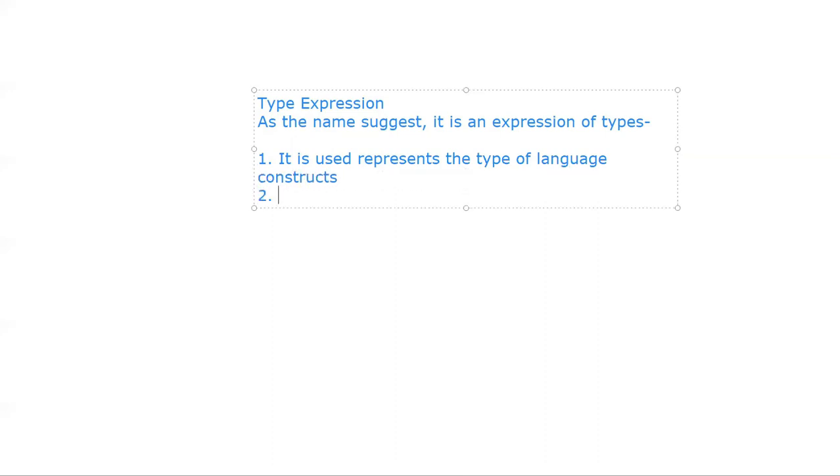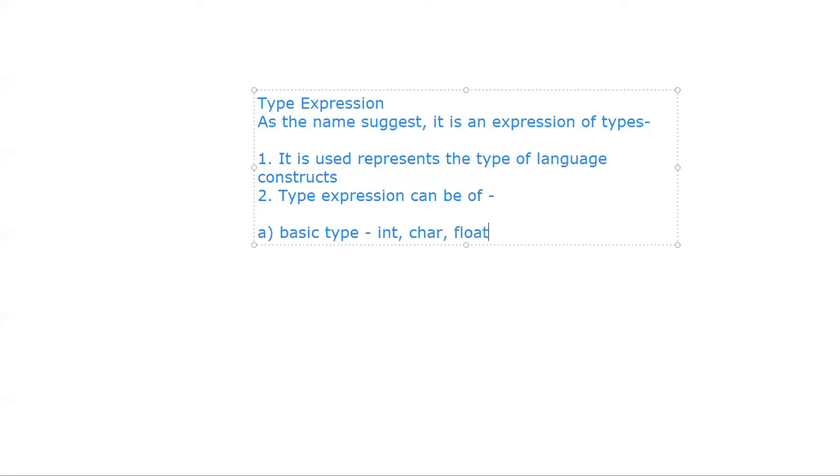And second, type expression can be of 3 types. First, it can be a basic type. Now, what is the meaning of basic type? The type can be integer, the type can be character, the type can be float, etc. These are the basic types, right? These types are also called atomic types.